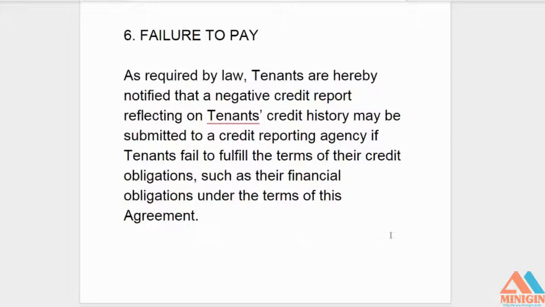It's just warning you. If you fail to pay, you will have something bad written in your credit history. Therefore, in the future, if you try to go rent a different apartment, it will be very difficult for you. No one will want to rent to you because they see that you are not a good tenant. You don't pay on time.